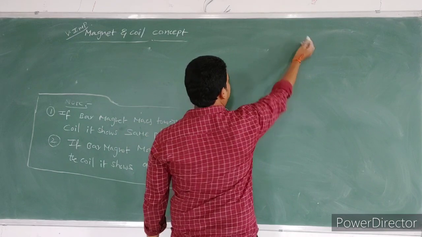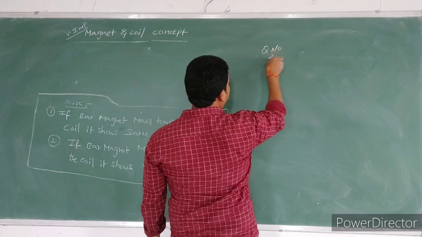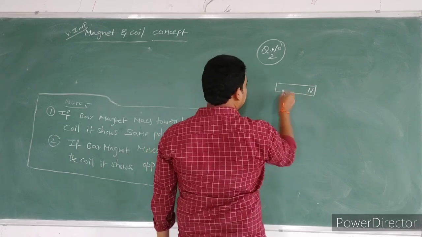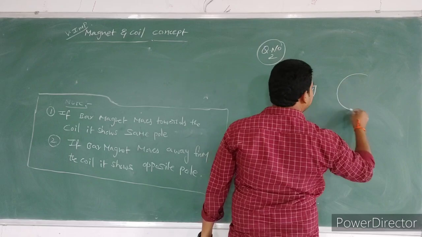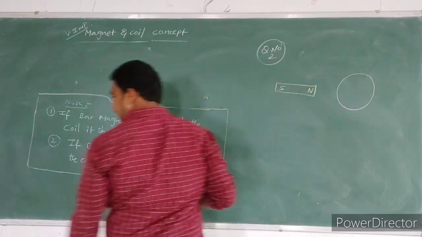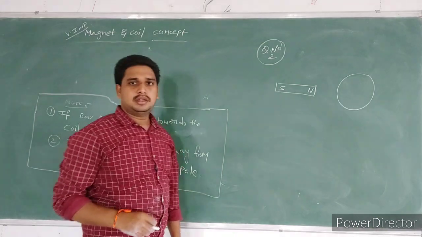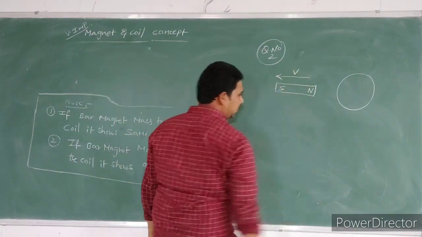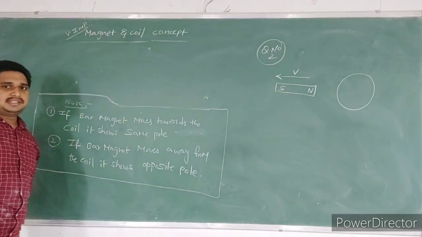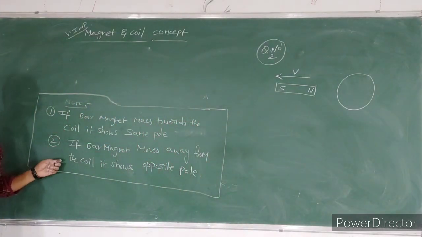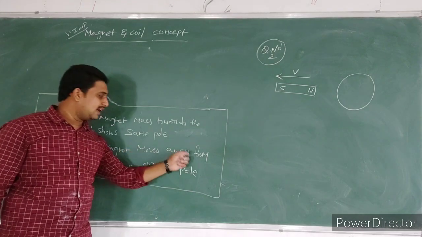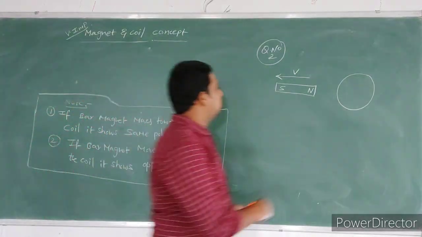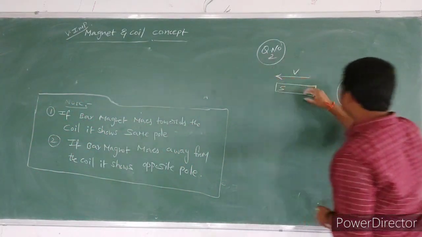So here, question number 2, observe. This is a bar magnet. I consider this the north pole and this the south pole. Here is a coil. Now observe carefully. This bar magnet is moving away from the coil. So which key point is satisfied here? The second key point: if the bar magnet moves away from the coil, it shows the opposite pole.